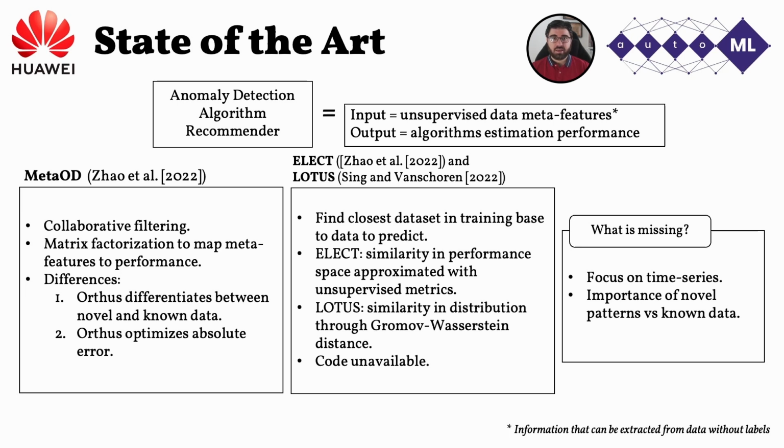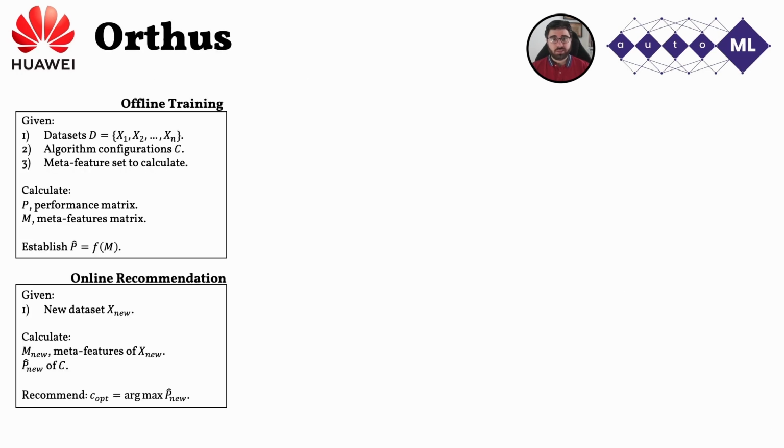Having said that, there are three main recent works that fit this criteria: MetaOD, Elect, and Lotus. And while we won't go into the details of the differences for this video, the two lacking areas we identified with them were a focus on time series and the importance of novel patterns versus known data. With this in mind, we turn to authors, our meta recommender.